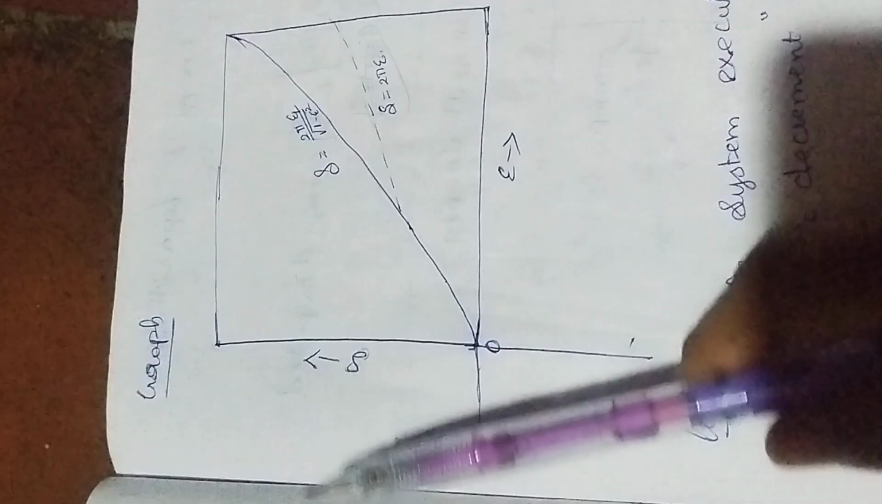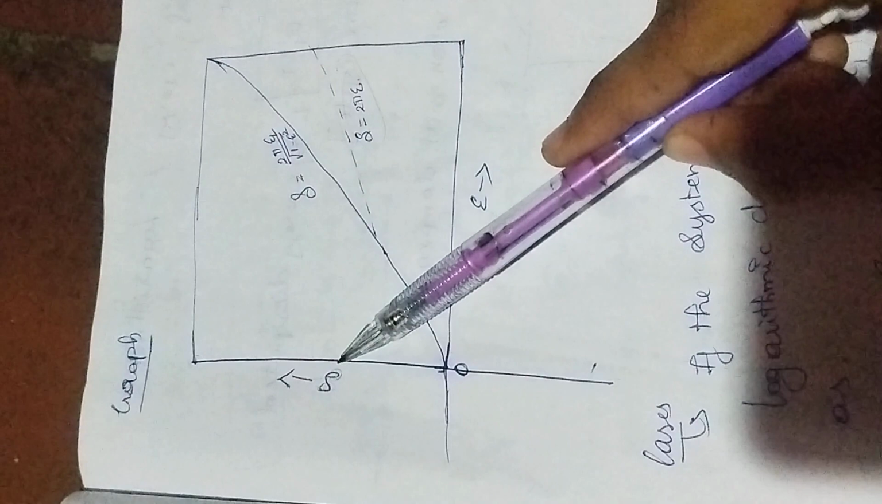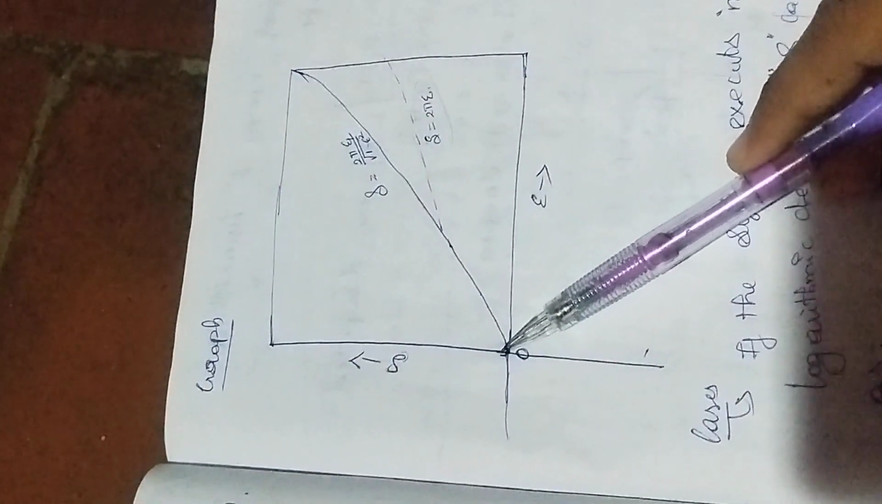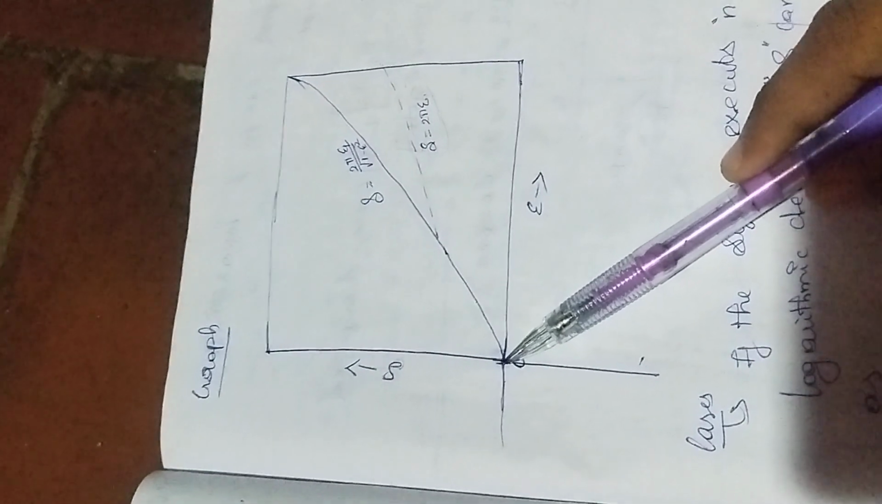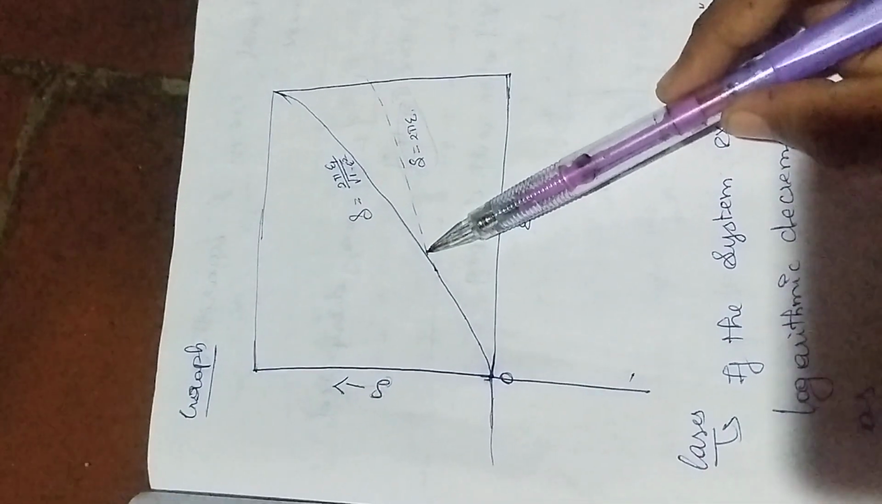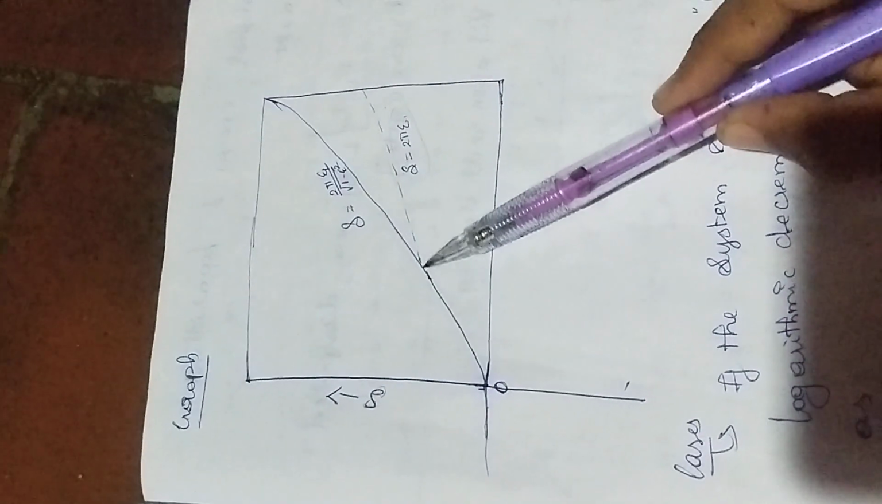And in the graph, this is zeta. The value of zeta is small, so we neglect this and we will get a curve like this. Remember this curve. After that there are some cases.